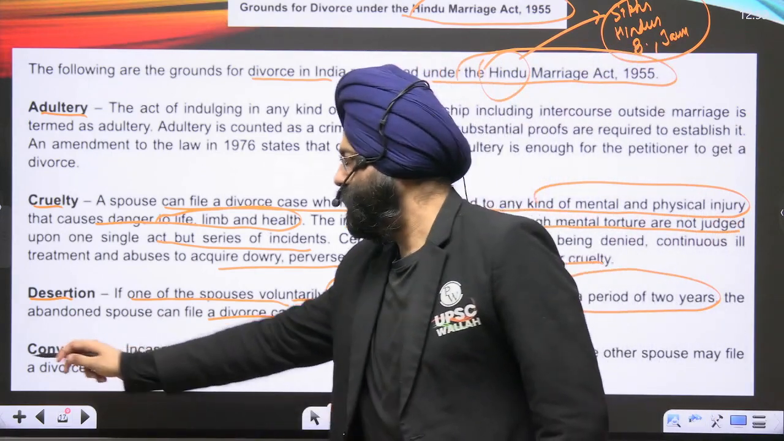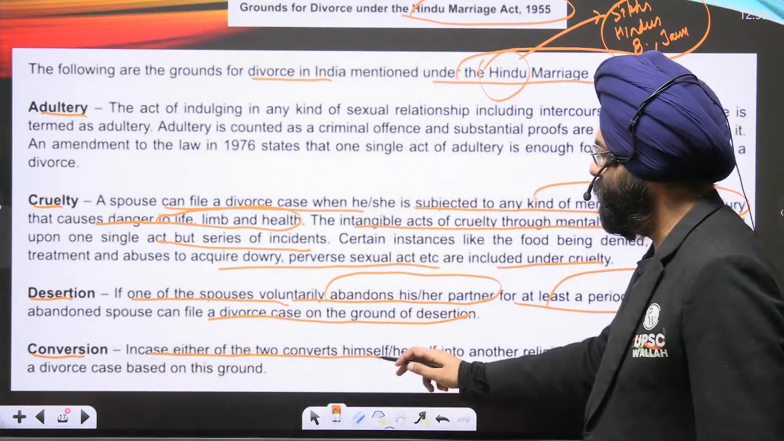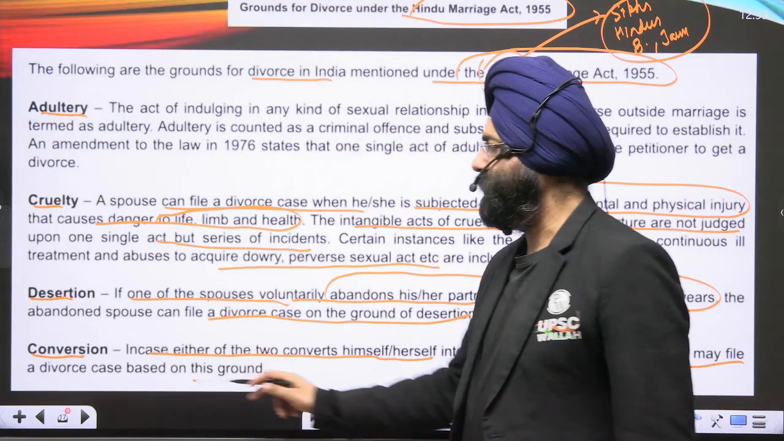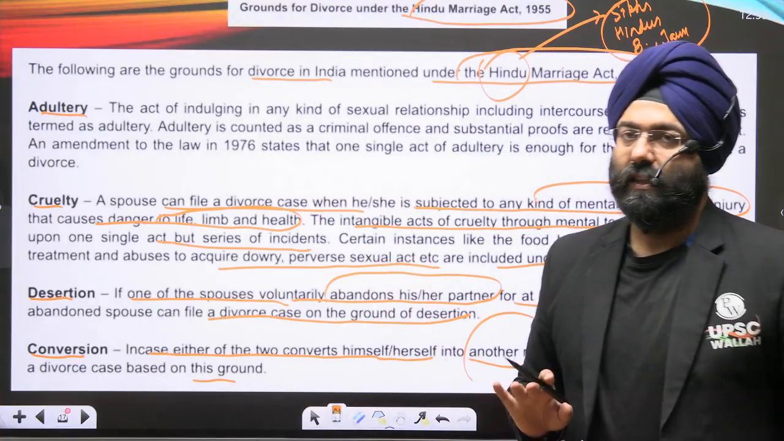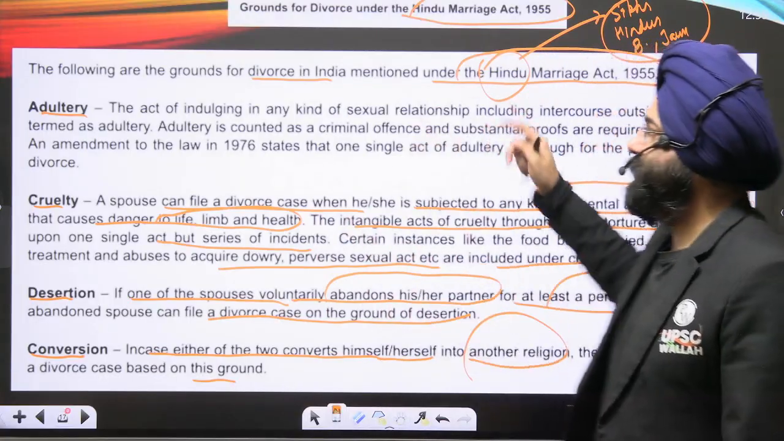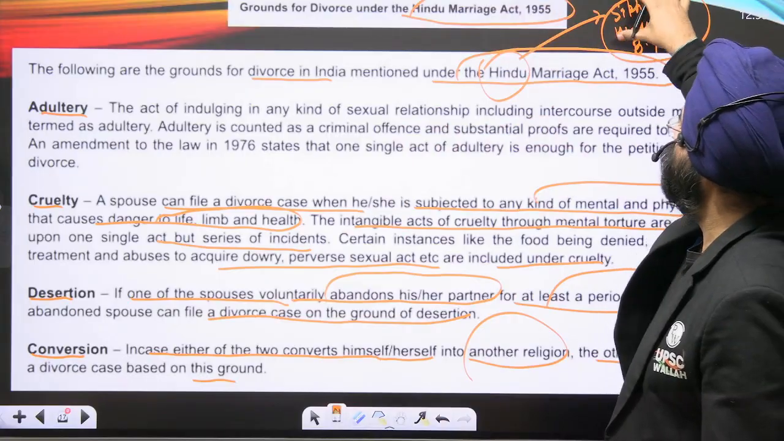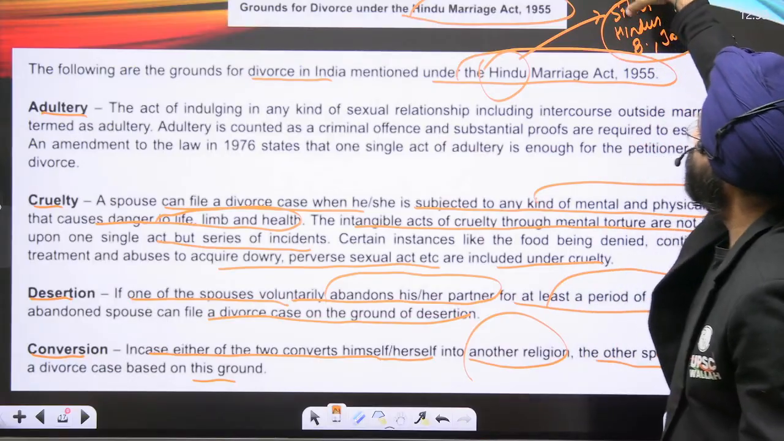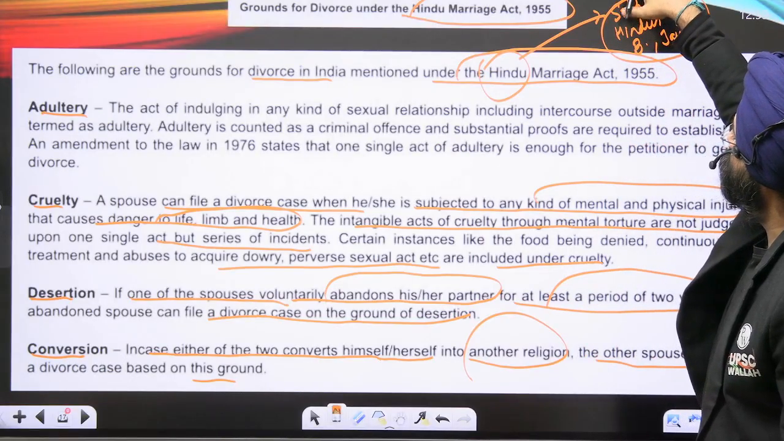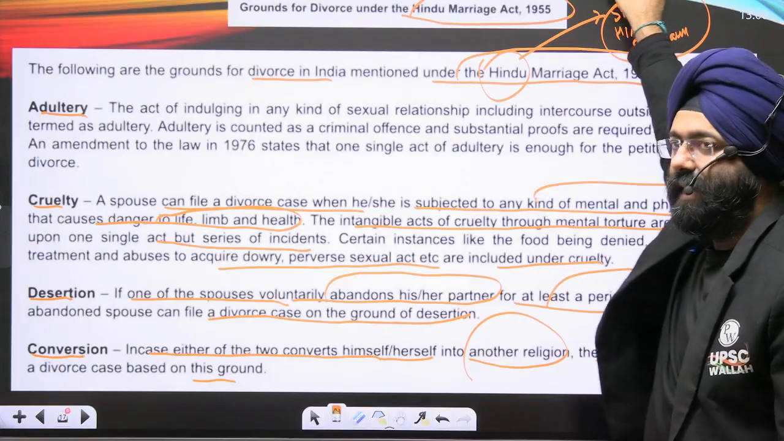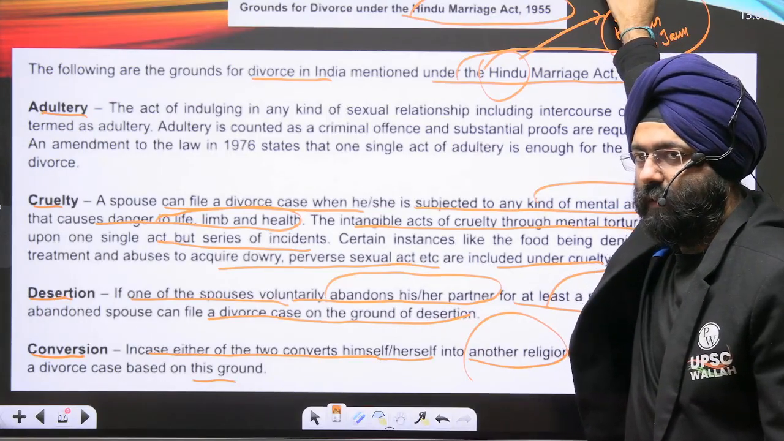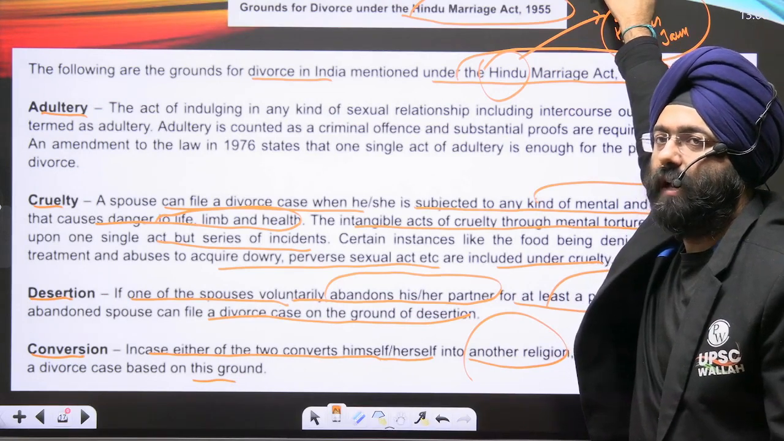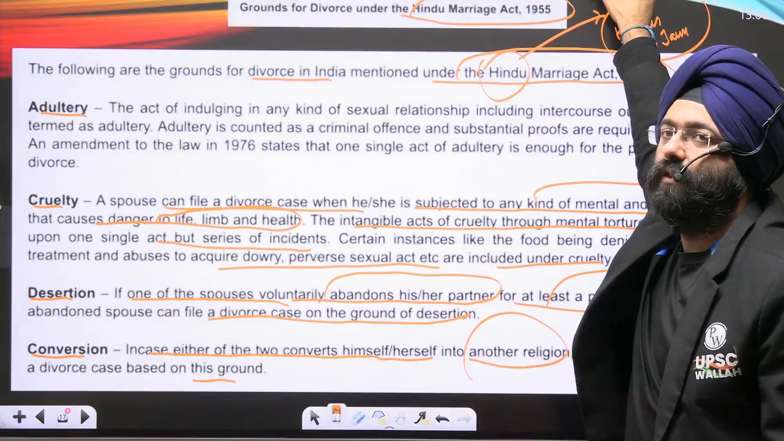Next, conversion. In case either of the two converts himself or herself into another religion, the other spouse may file for divorce on this ground. Please understand, under the Hindu gamut, you have put all these four religions. If somebody is converting from Buddhism to Hinduism or from Hinduism to Sikhism or whatever be the case, that is not a ground for divorce. Other than these four religions, if someone is converting to Christianity or Islam, in that case the spouse can file for a divorce.